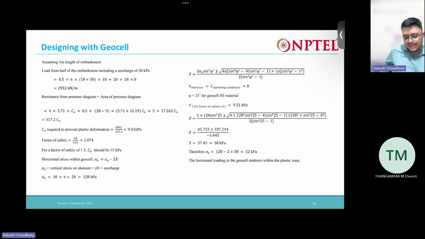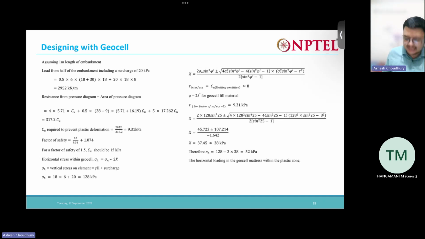Now, assuming 1 meter length in the out of plane direction, the load from half of the embankment includes the surcharge. So here nothing, just the total load, the weight of the embankment plus that surcharge. So we get 2952 Newton per meter as the total weight.